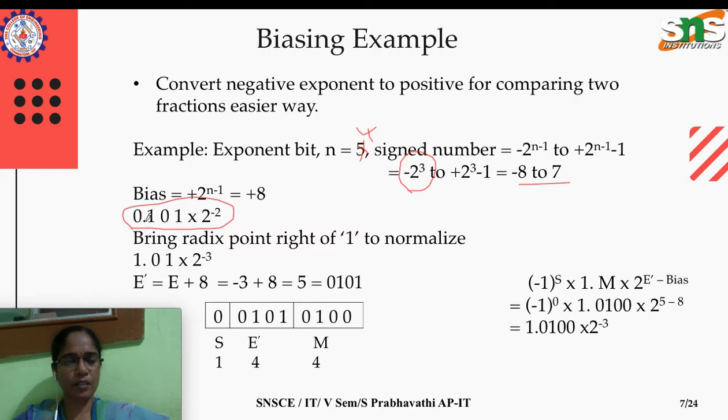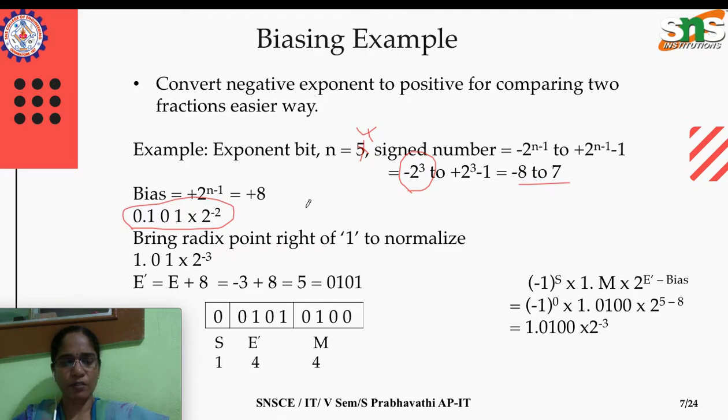Radix point is nothing but this binary point here. So bring the radix point right to 1 to normalize. So we need to bring this one towards here. If we bring one towards here, what will happen? So now the number will be changed to 1.01 into 2 power minus 3, is it not?